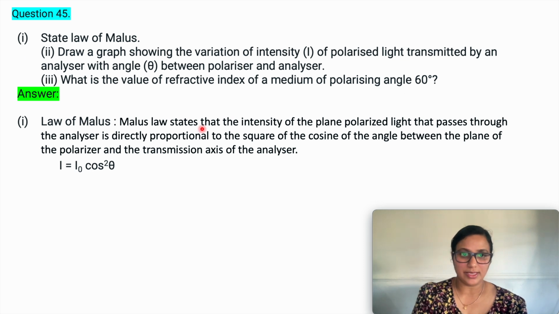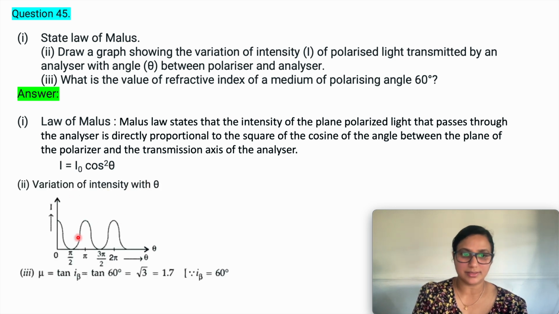Law of Malus statement is given here and the equation is I is equal to I naught cos square theta and variation of intensity with theta is given by this graph. And last part, mu is equal to tan i_B, so tan 60 degree which is equal to root 3.